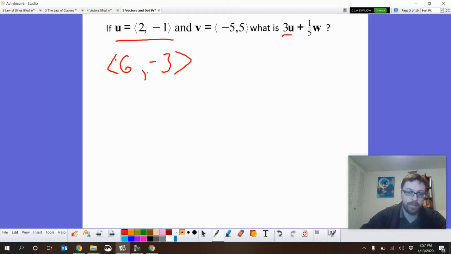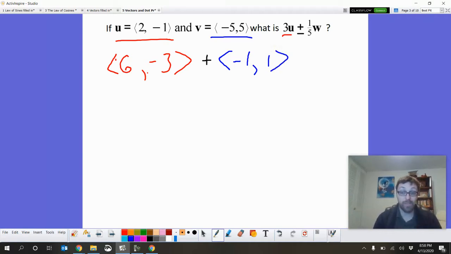Then we had a little plus, so plus. Then we had this other vector, v, with -5 and 5. It's got to be multiplied by 1/5. So -5 times 1/5, that's just -1. 5 times 1/5, that's just 1.